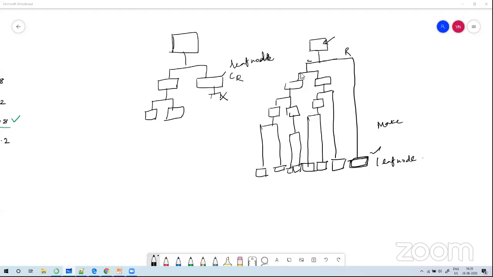Don't expect that this is a tree like what you typically see in data structures, where you have a lot of symmetric shape. No, the trees can be very much asymmetric.